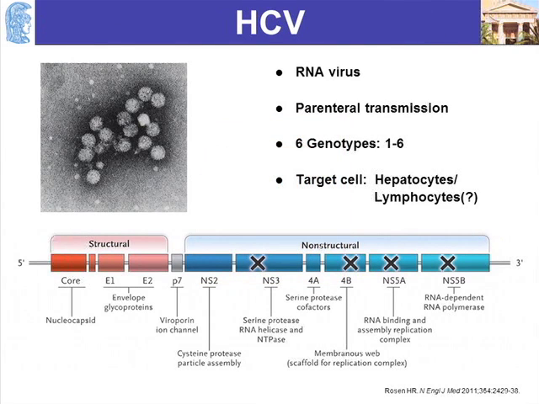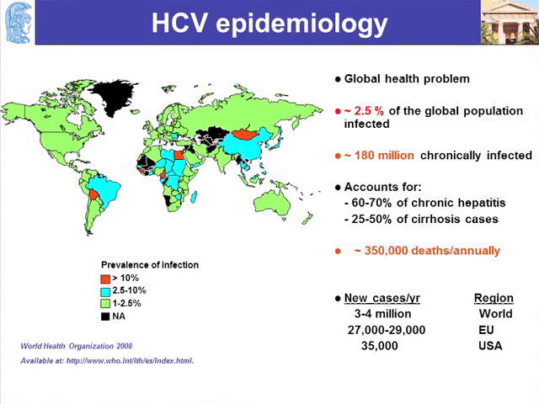I'm not going into too many details about the virus, just to remind you that it is transmitted parenterally. There are 6 genotypes that you don't need to worry much about. These are important only when you start treatment with interferon, and we know that the virus targets the liver cells and replicates in hepatocytes. There's a lot of discussion about its replication in other organs and cells like lymphocytes. As I said before, this is still a global health problem. 2.5% of the population is infected, 180 million people, and there are about 350,000 deaths every year.